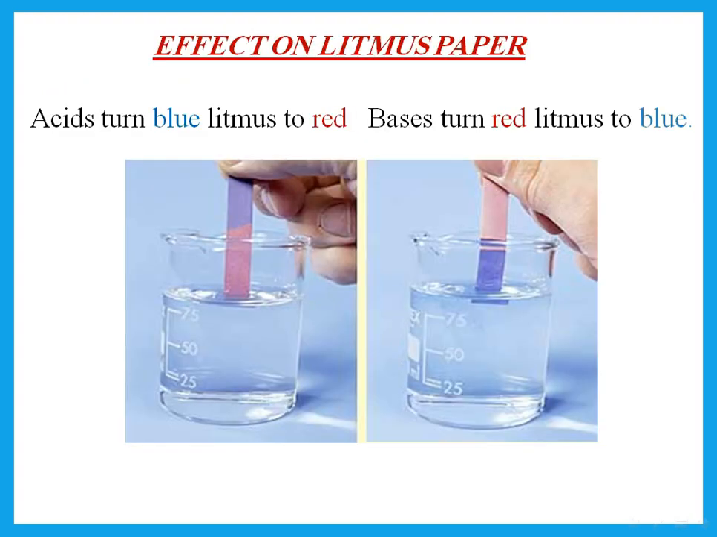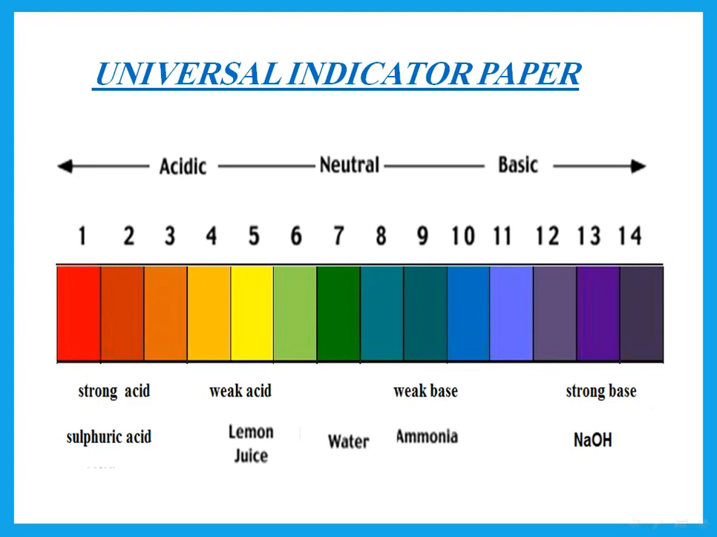So if I want to know if a solution is an acid or a base, we just put in litmus paper. In acids, it turns red. In bases, it turns blue. But if we want to know the pH of a solution, then I tell him to insert universal indicator paper and compare the color to the chart.